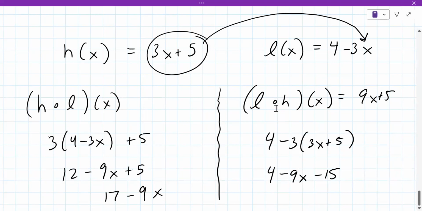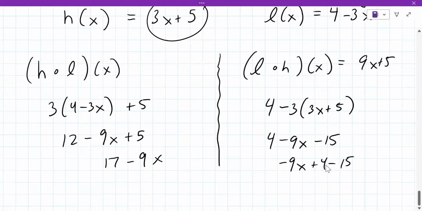It looks like, well, I'm not sure, but the 9x is negative 9x, and then you're combining 4 and minus 15. So that becomes negative there, minus 9x plus minus 11. Okay.